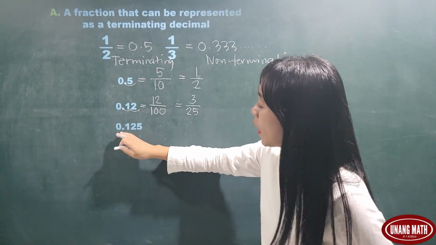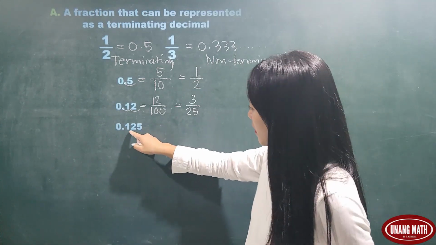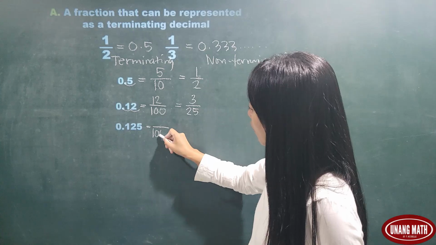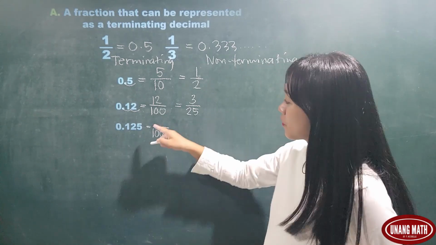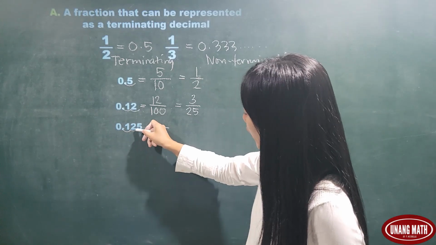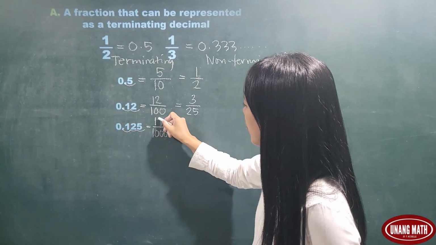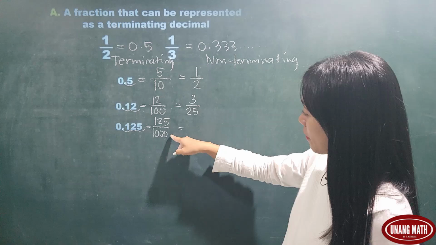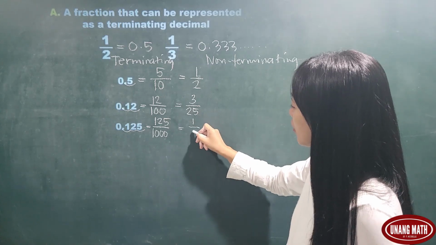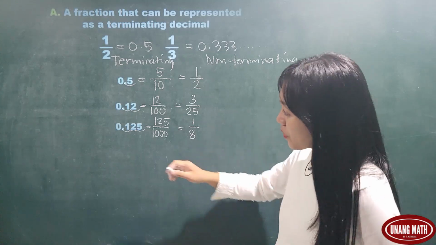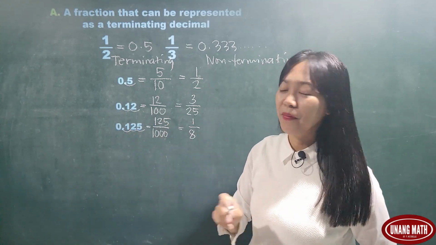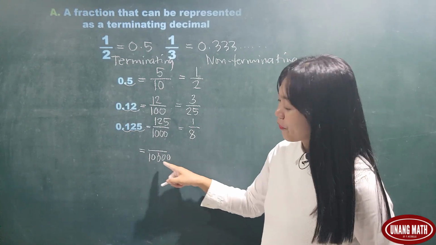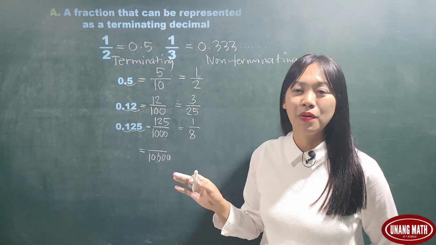Okay, how about 0.125? This time, we have 3 digits to the right of this decimal point. If there are 3 digits, then the denominator of our fraction is 1000. To get the numerator, move this decimal point 3 times to the right. So our numerator is 125. Okay, let's simplify this fraction. 125 over 1000. The simplified fraction is 1 over 8. So if there are 4 digits to the right of the decimal point, then our denominator is 10,000. If there are 5 digits, then 100,000, and so on and so forth.